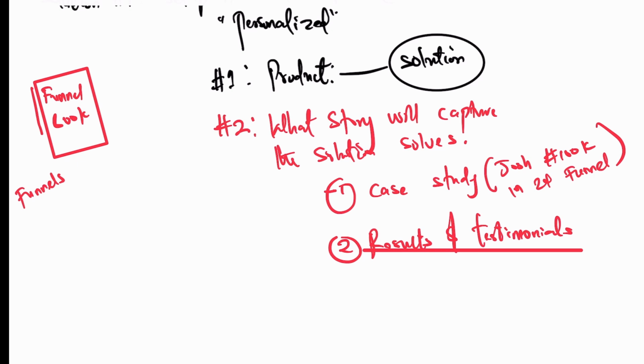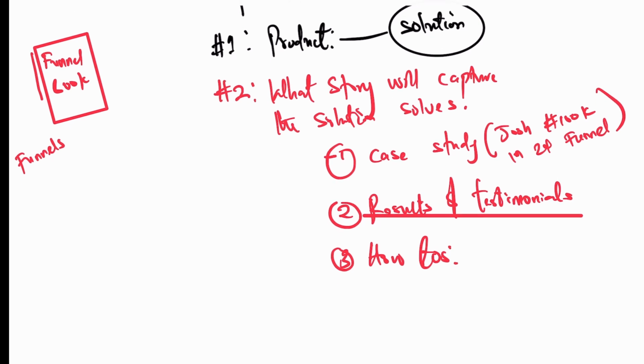But hold on first. This is number 2. Number 1 is case study. Number 2 is results. And number 3 is always how-tos. How-tos are where you talk about how people can do XYZ thing to achieve the solution your product solves. For example, how to set up a sales funnel if you're going to use a funnel book. How to source for legitimate landed properties for those who are into real estate.